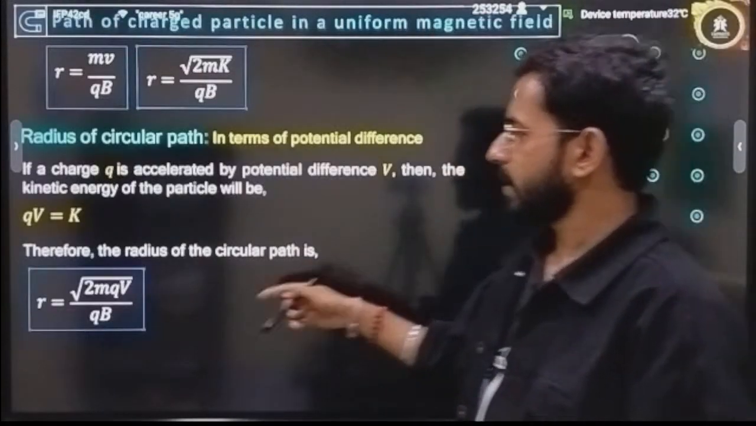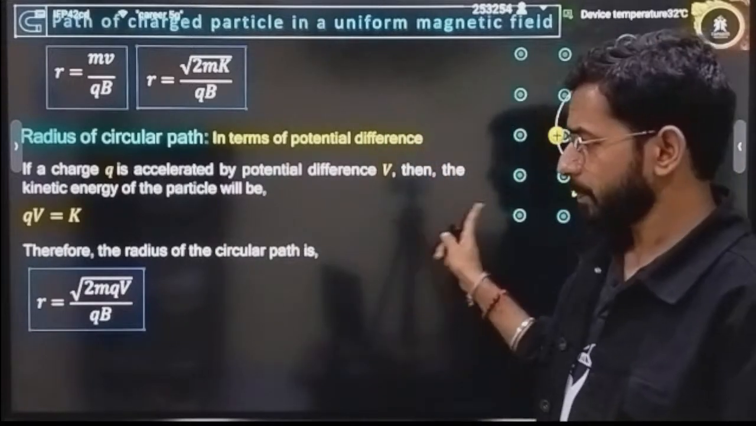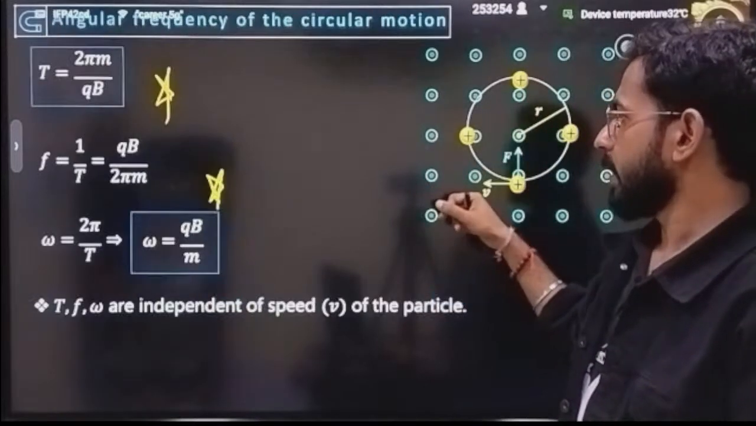Okay. Kinetic energy, one more form in terms of potential. Kinetic energy or any energy can be written as q into delta V. This is also one thing. Here time period is equal to 2 pi m divided by qB. Already I have explained that to you.